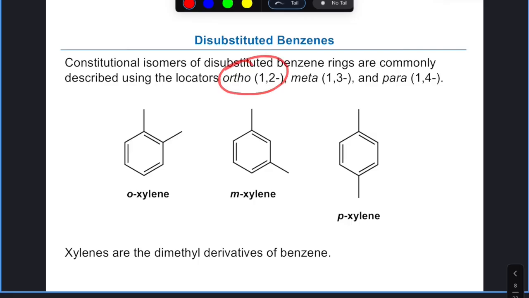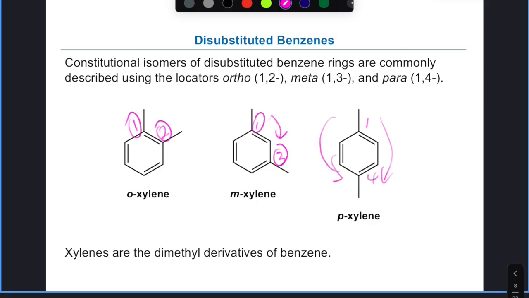Ortho is just saying that the two groups we're talking about are in the 1-2 position relative to each other. Because benzene is a circle, we can start anywhere on this ring with our numbering sequence. By convention, if we have two groups, we start by giving one of those groups priority as number 1, and we count around the ring to give us the lowest number relative to direction. So this is not 1 and 6, it's 1 and 2, because it allows us to go through whatever rotation gives us the lowest numbering. This would be 1 and 3 because we're counting in this direction. This is 1 and 4. Again, it doesn't matter which way you go around, you get the same component.